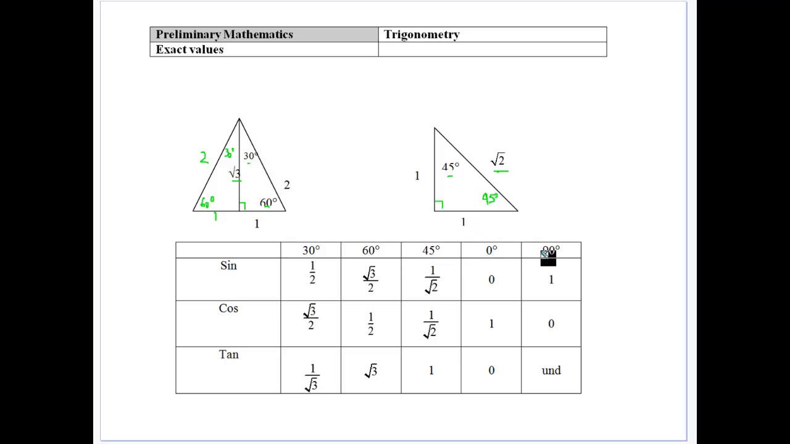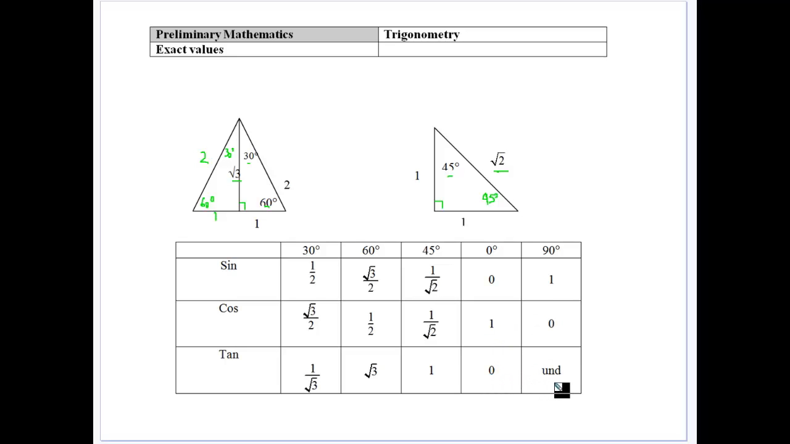Now for 0 and 90, what you start to notice is that we get either 0 or 1. Now these ones can be given to you on your calculator. Your calculator is not going to give you a nice value for 1 on root 2 or root 3 on 2 or root 3. You can start to recognize them on your calculator, what they start to look like, but it won't give you a nice fraction, it gives you decimal approximations. Whereas for sine, cos, or tan of 0 and 90, it will give you either 1 or 0.